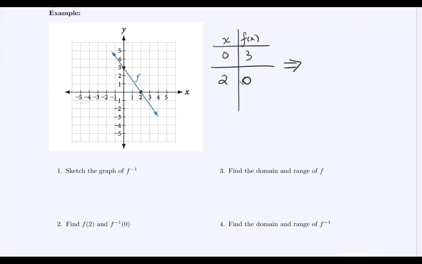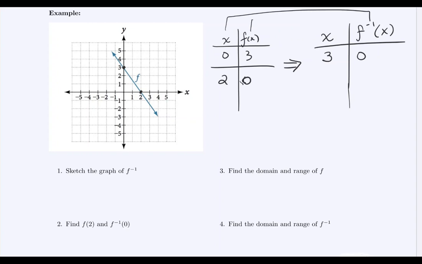And then from this, I know that an inverse function switches the relationship between the input and output values. So if the original function had an input of 0, the inverse function has an output of 0. If the original function had a corresponding output of 3, the inverse function has a corresponding input of 3. So notice the inputs become the outputs, and the outputs become the inputs. And that holds here for 2 and 0.